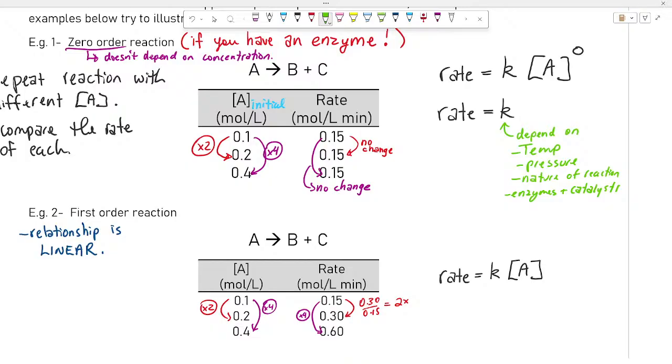This is in the handout folder, I believe. Is that where we put the extras? Yeah. Right at the front.